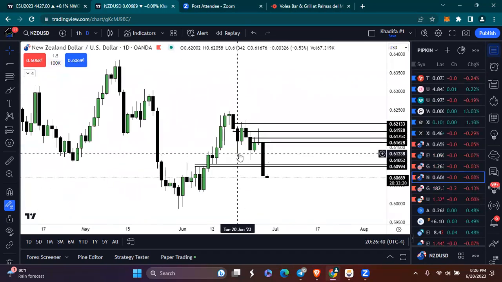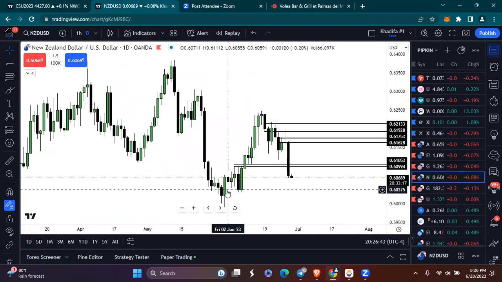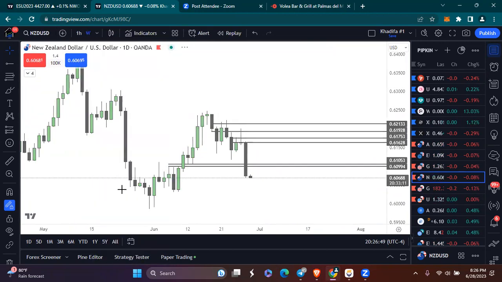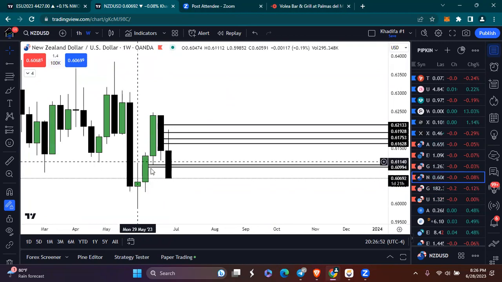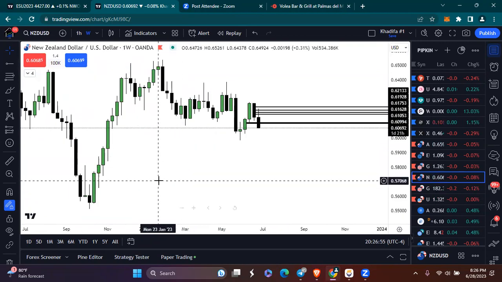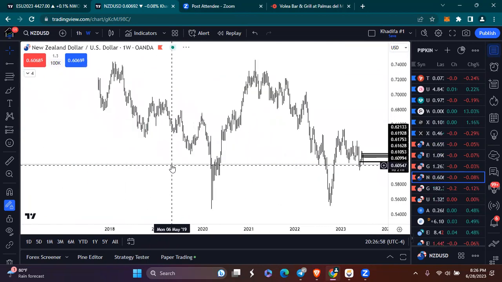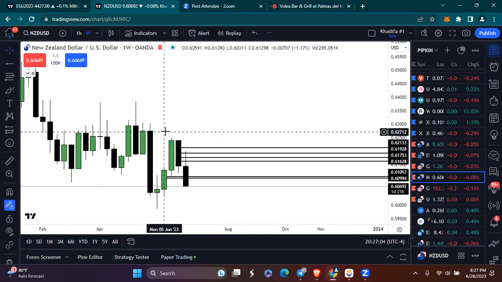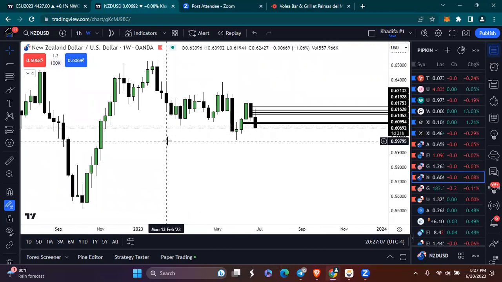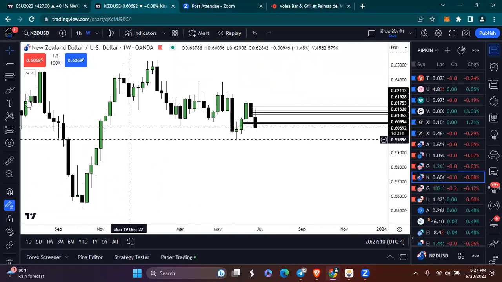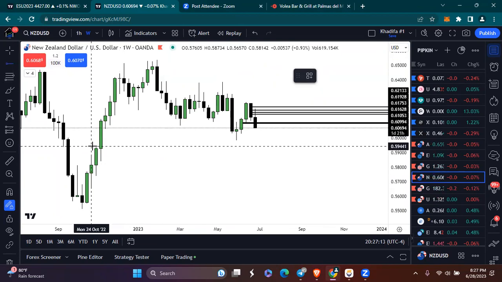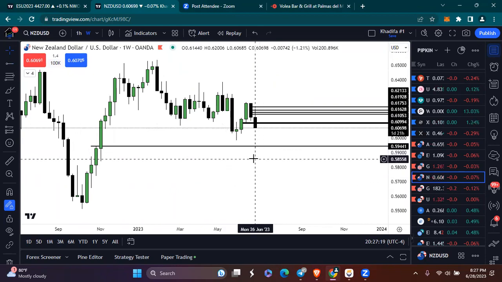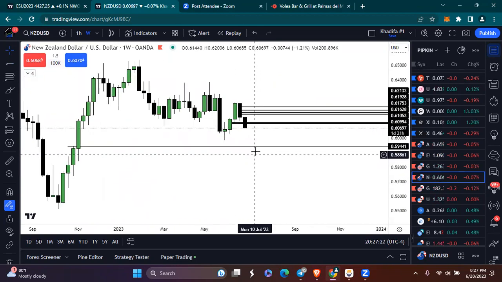And NZD USD look like she just want to fall through the floor. I ain't really been too interested in USD, but she falling, like she gonna continue falling too. Okay, we got action.